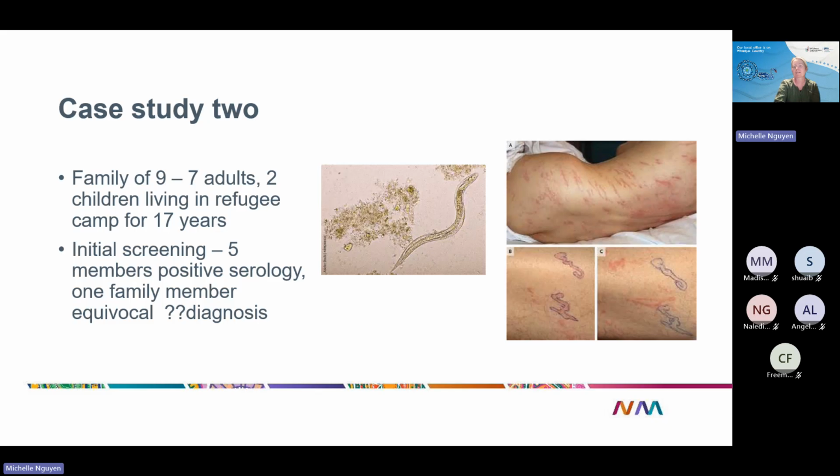Generally, we pick up cases through screening with positive serology. The serology should eventually revert to negative after treatment. So it can take some time, so it can take really up to about 12 months. But after successful treatment, the serology should return to negative.